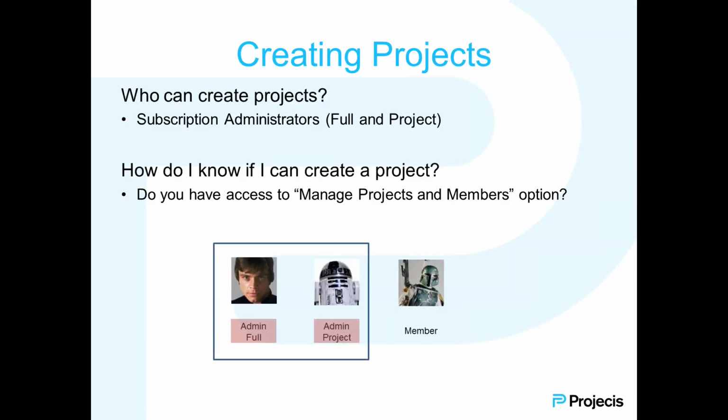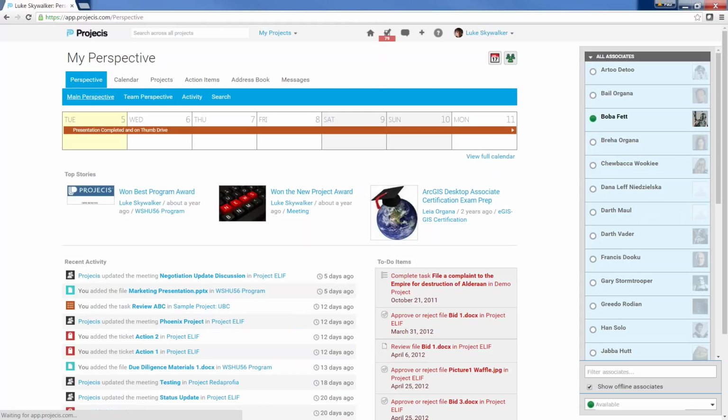For the purposes of this webinar, we'll be using Luke Skywalker, who is a full administrator, R2D2, who's a project level administrator, and Boba Fett, who's just a regular member. We'll be using these examples to see what they can see and what they can do within Projecis. So let's go ahead and log in as Luke Skywalker.